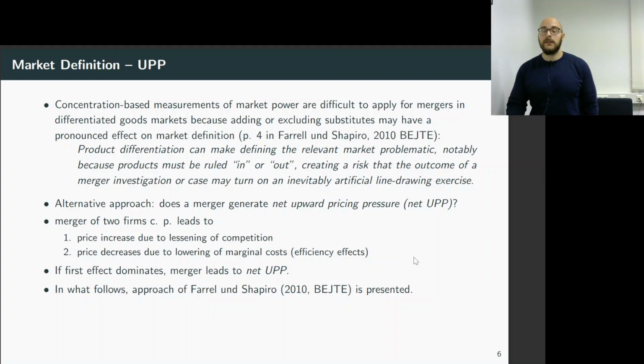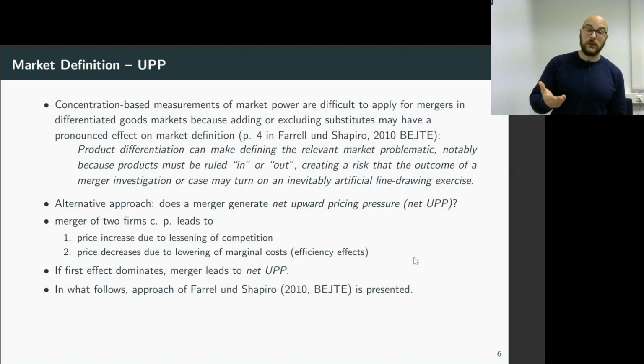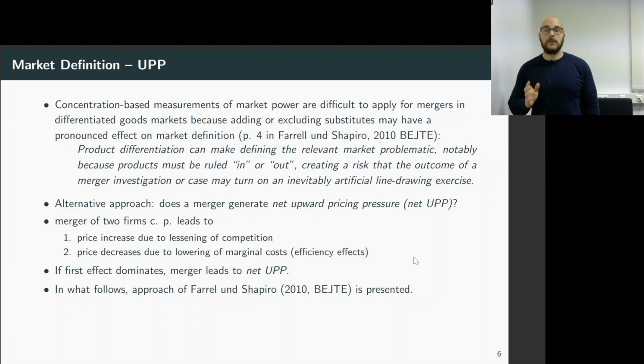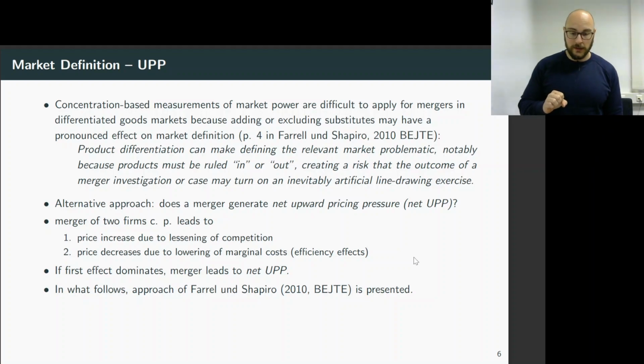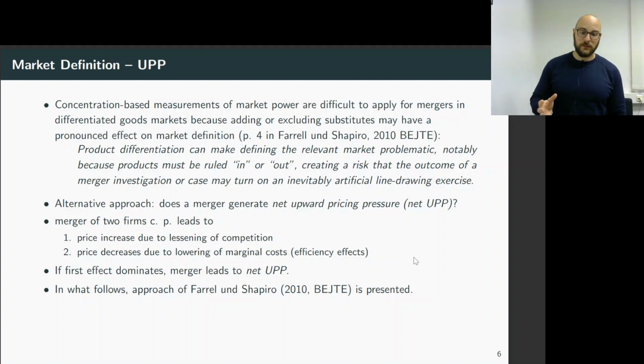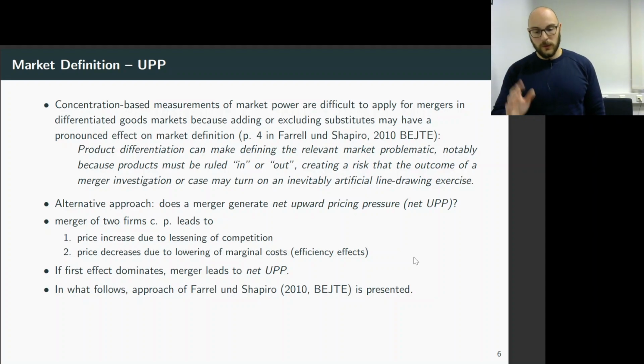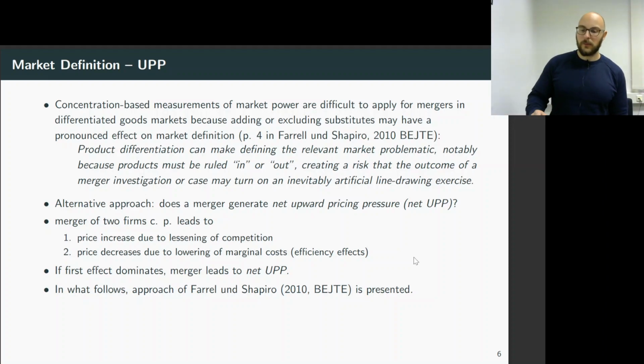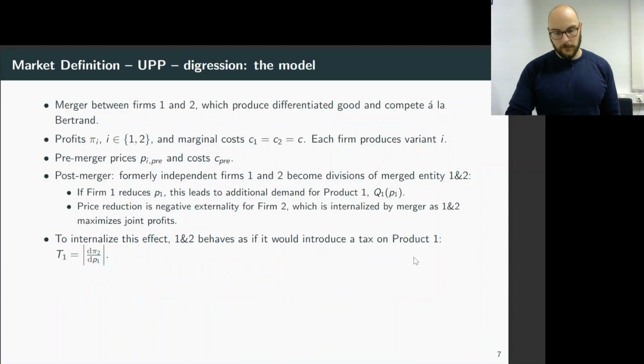Efficiency effects means that you have a decrease in marginal cost, for instance. We will talk about that in the next chapter when we talk about mergers in detail, but that's basically the idea here. And if the first effect dominates, so if the lessening in competition due to the loss of one firm is stronger, its effect is stronger on price than the lowering of marginal costs, then we have net upward pricing pressure, right? And we will have a small look at the Farrell-Shapiro approach here that I'm going to present now.